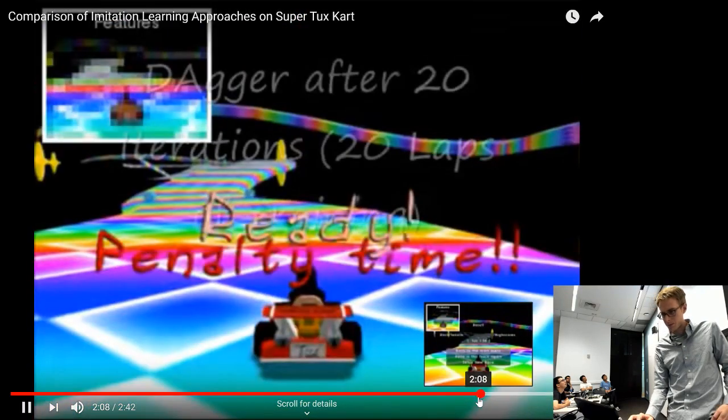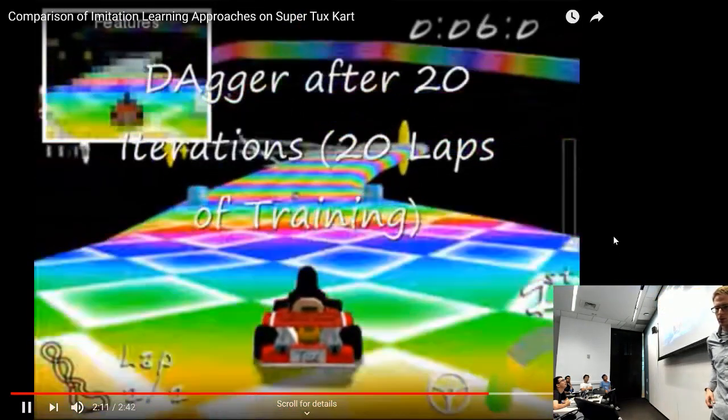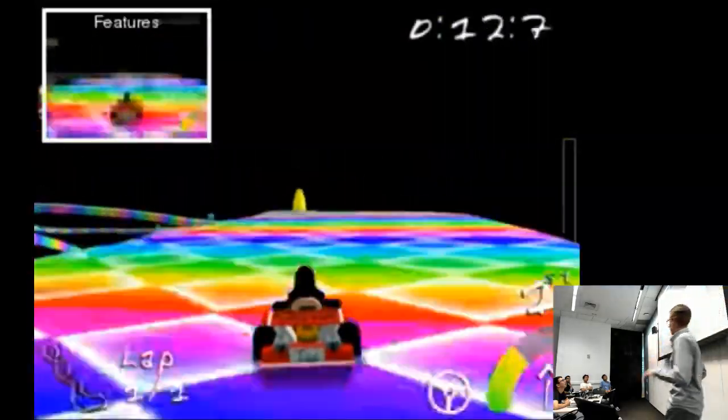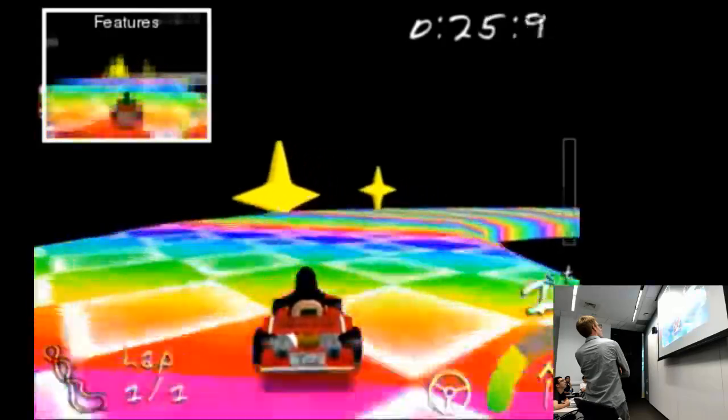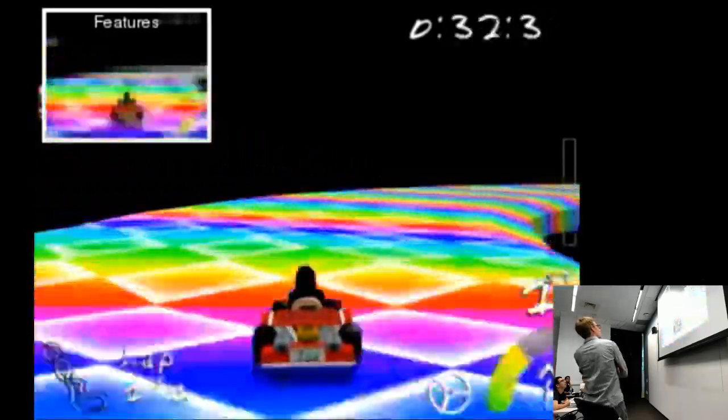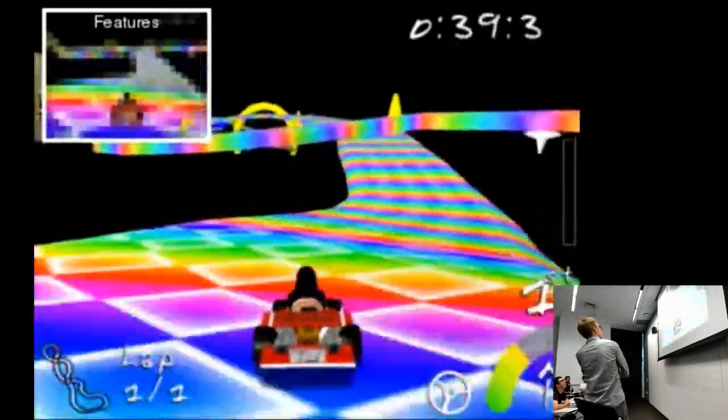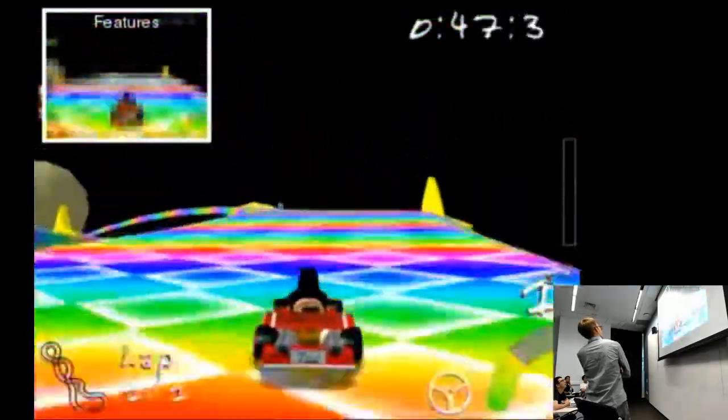SMILE is a different learning to search algorithm. Okay, so this is Dagger after 20 laps of training. And here again, it's not going to be perfect. I think it'll make a mistake. No, maybe it won't make a mistake.